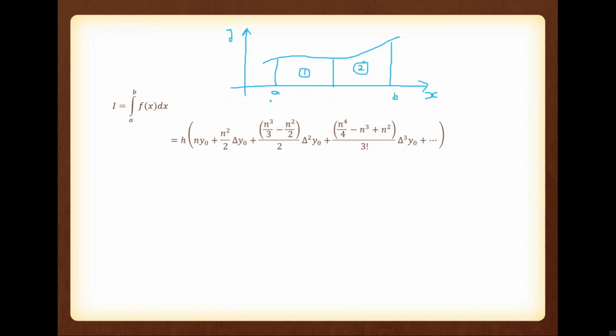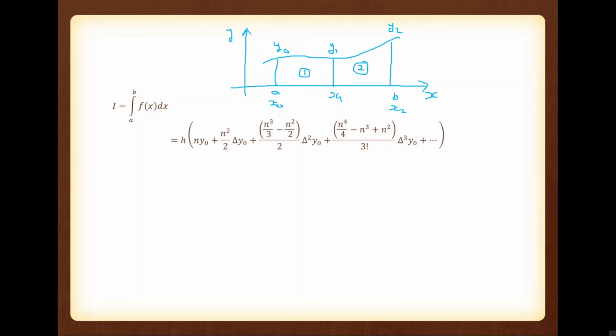So how many points are there? Here n equal to 2, so we have 3 points. A is the first point x0, then we have x1, then we have the last point b that is equal to x2. Corresponding to x0 we have y0, corresponding to x1 we have y1, corresponding to x2 we have y2. Is it okay?